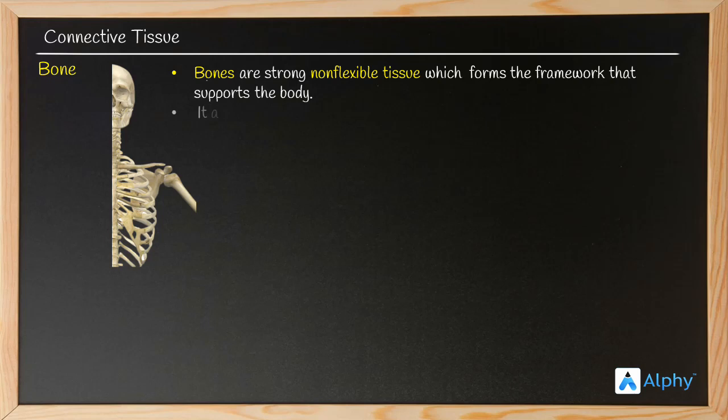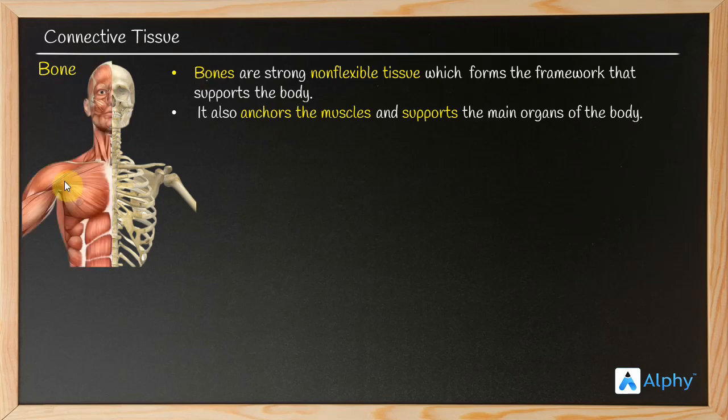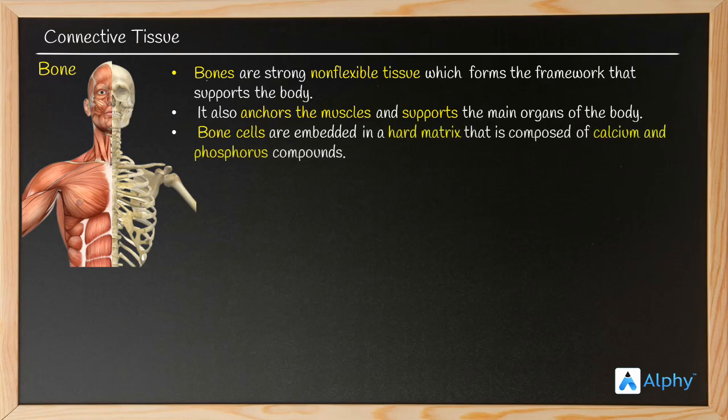Function number one. Second, they anchor the muscles, support the main organs of the body. So second function, it anchors the muscles. So see, we have muscles here and it's because of the muscles that we move, right? That's it. So they will give a framework plus they anchor the muscles and also they support the main organs of the body by protecting them and supporting them, right? That's it. So that was about bone. Now over to the third point. The bone cells are embedded in a hard matrix that is composed of calcium and phosphorus.